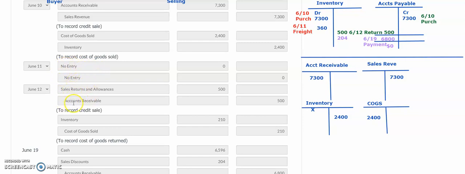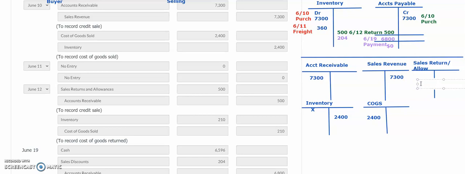Then we have our return. So a company is going to keep track of their sales returns and allowance in a separate account, so that way they know how much of their sales actually get returned by the customer. So we're going to have our sales return and allowance account. So this is going to be a contra revenue account.